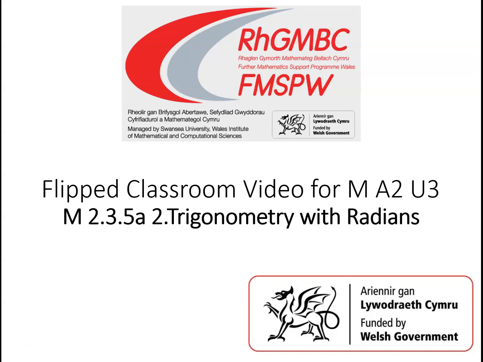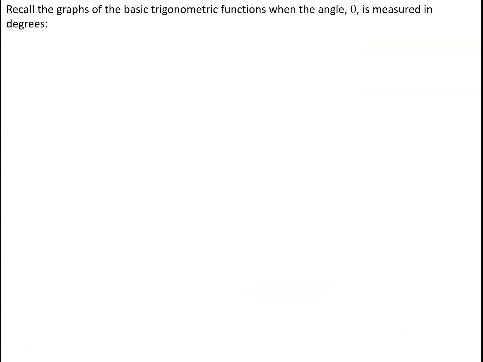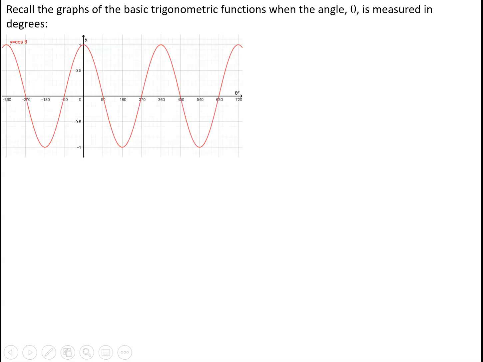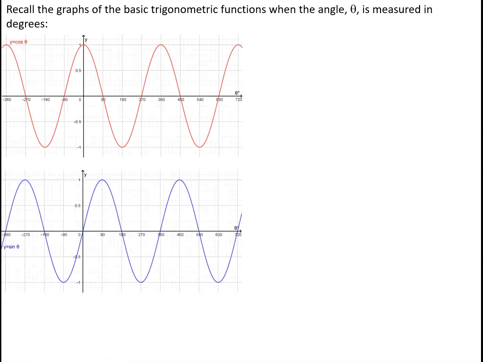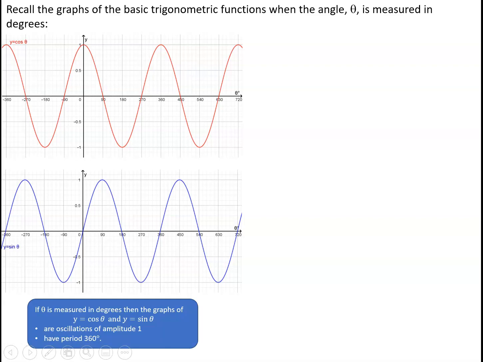In this video we're going to start using trigonometric ratios with angles expressed in radians. You should by now know the graphs of the basic trigonometric functions when the angle theta is measured in degrees. So we've got the cosine graph and the sine graph, both of which are oscillations with an amplitude of 1 and a period of 360 degrees.